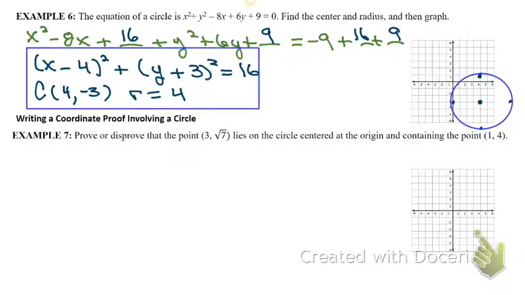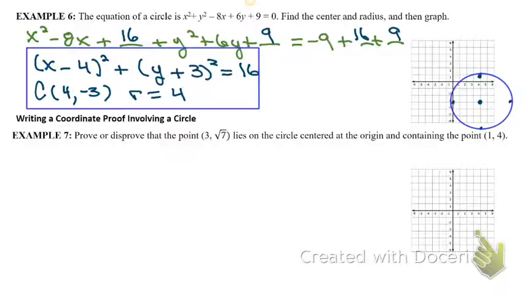Okay. Writing a coordinate proof involving a circle. So we're not going to do an official coordinate proof here. What we're going to do is it says prove or disprove that the point 3, root 7 lies on the circle centered at the origin. So if it's centered at the origin, what's h and k? Well, that's easy. 0, 0. Okay, so that's good. So we got that covered.